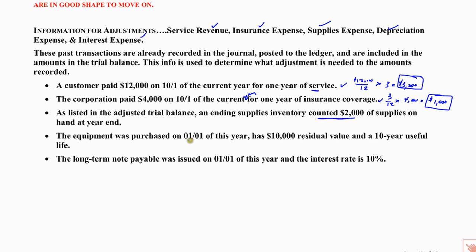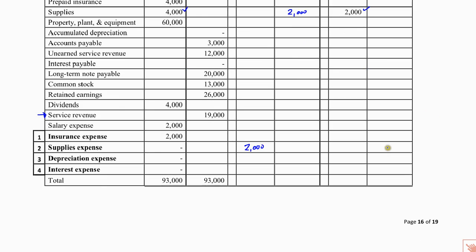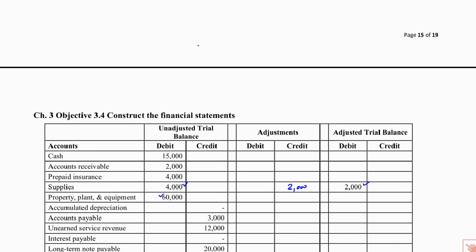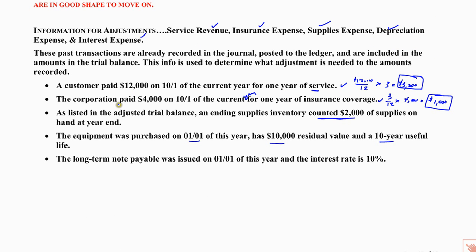The equipment was purchased on 1/1 of this year, so it's a full year. We don't have to make a partial year adjustment. It has a $10,000 residual value and a 10-year useful life. So they're telling us they have one piece of equipment. Here it is, property, plant, equipment, $60,000. So I'll take this one down here. Depreciation expense equals $60,000. Now they don't have any other equipment, so we know this is the only one they have. 10-year useful life, that should be $5,000.